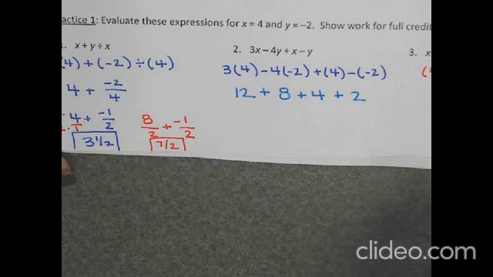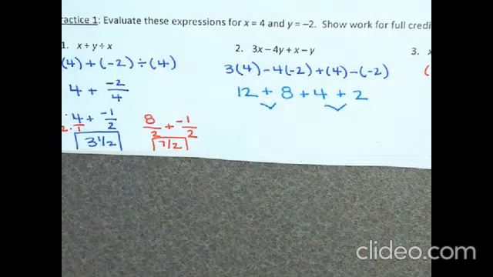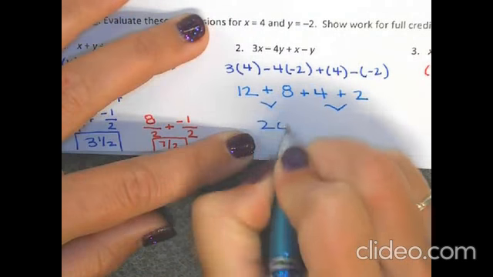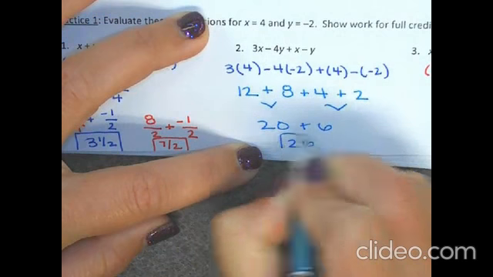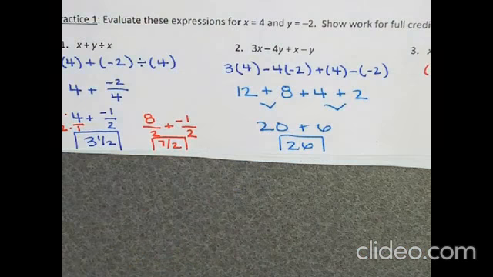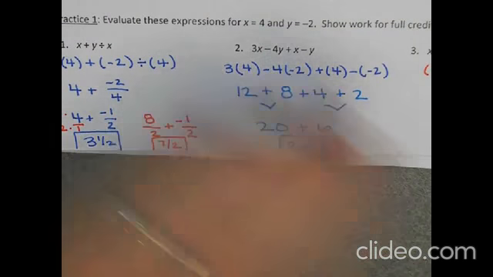And then from here, just add them up. I like to group things together, so 12 and 8 is 20, plus 4 and 2 is 6, and 26 for the final. Did anyone get 26 for that one? I thought I saw a couple people have it out there. All right, let's go through that last one too.